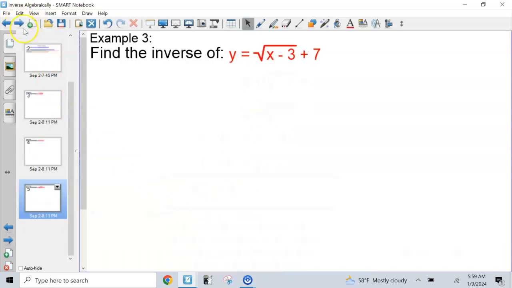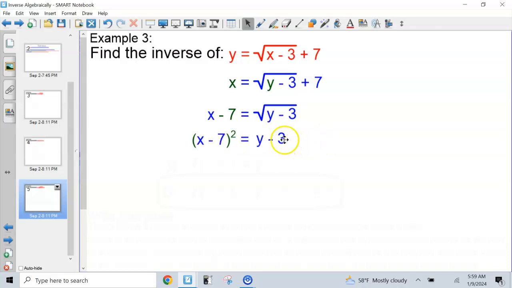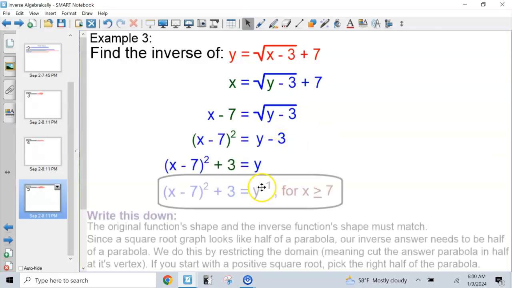Here's the final example. I see x and y, so I switch x and y. Then I get y by itself. I'm going to subtract 7. I'm going to get rid of the square root by squaring both sides. Get rid of 3 by adding 3. Y is by itself, but I need to use inverse notation.